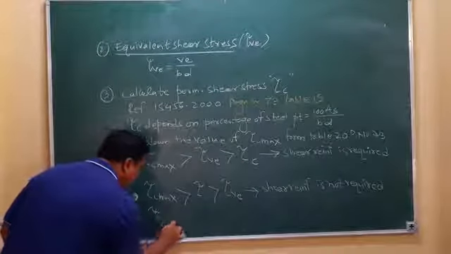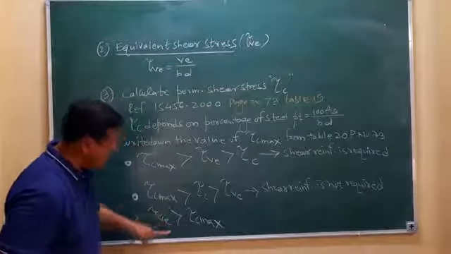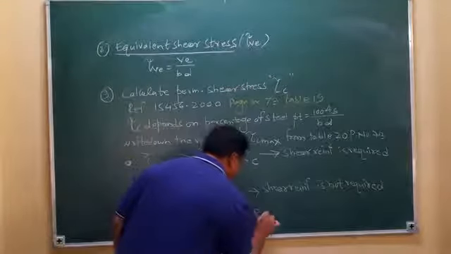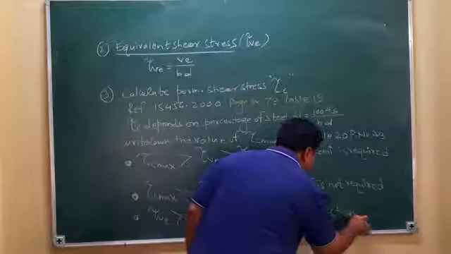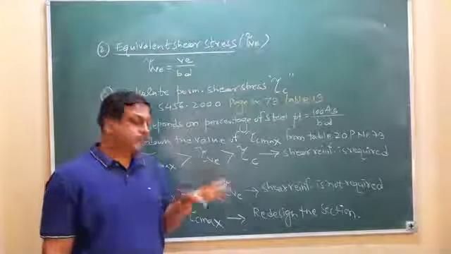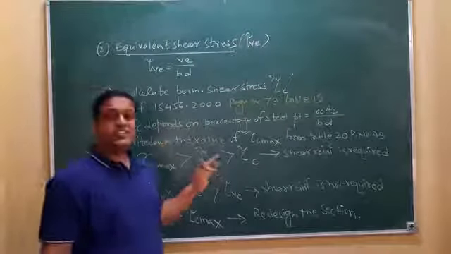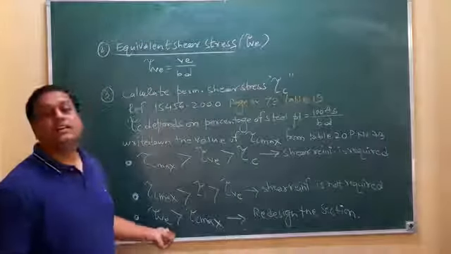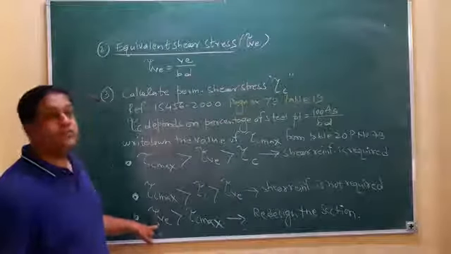Again, if your tau VE is more than tau C max, so this is a very dangerous case. You have to redesign the section, or reduce the value of tau VE. Please concentrate. If tau VE is more than tau C max, it's a very dangerous case. Any shear stress related to the RC element should not be more than tau C max. But here, the equivalent shear stress is more than tau C max. So this is a dangerous case. So you have to redesign the section or reduce the value of tau VE.